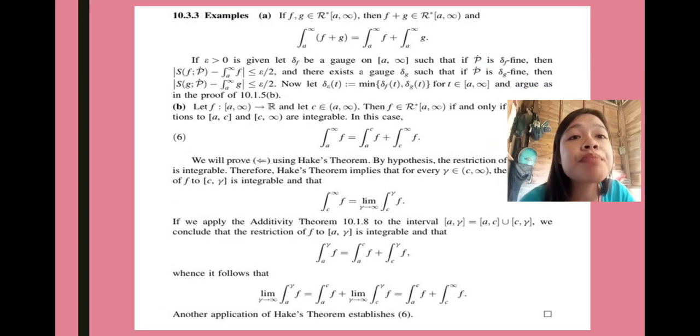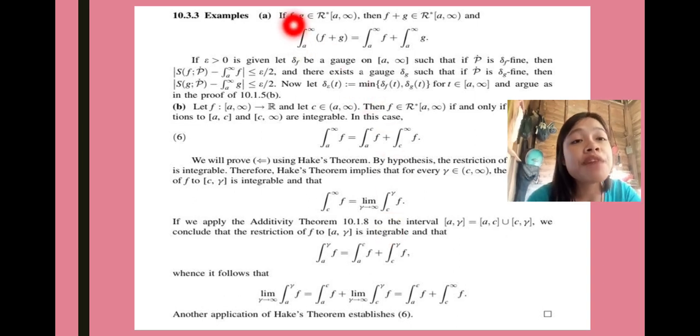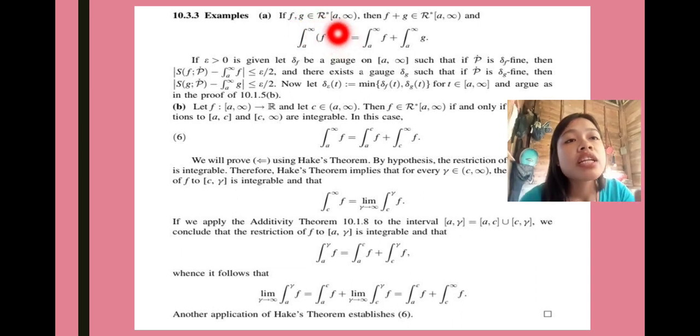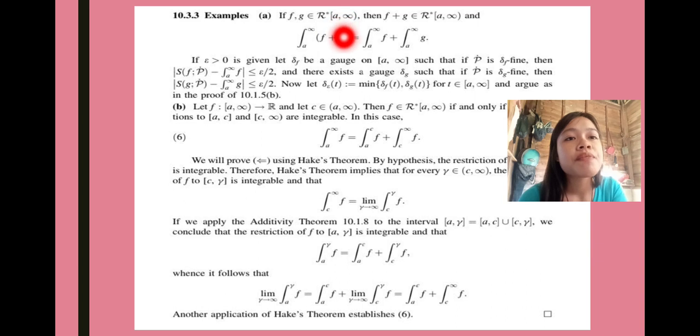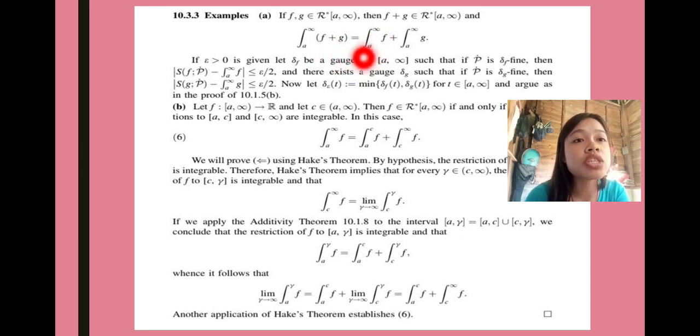We have examples. Letter A: if f and g belong to the set of integrable functions on [a, ∞), then f plus g belongs to the set of integrable functions on [a, ∞), and the integral from a to ∞ of f plus g equals the integral from a to ∞ of f plus the integral from a to ∞ of g.